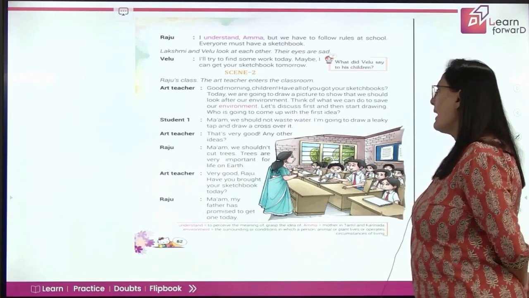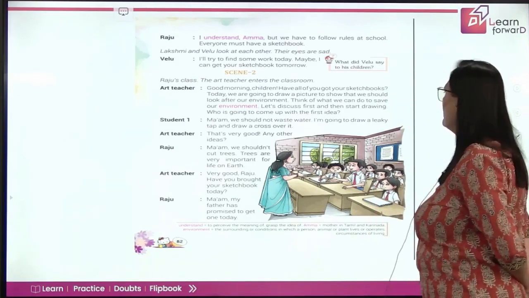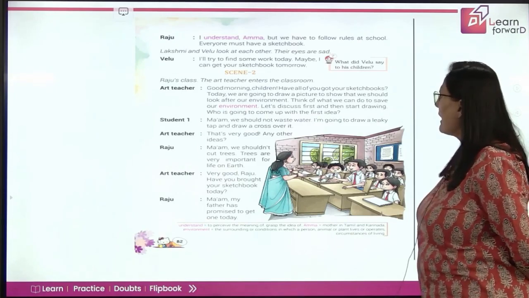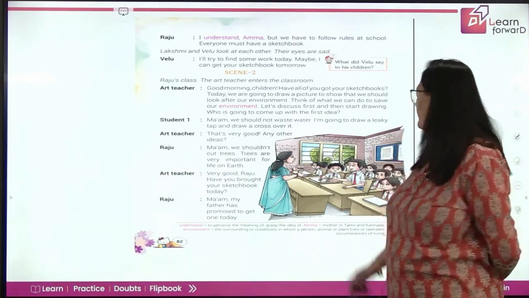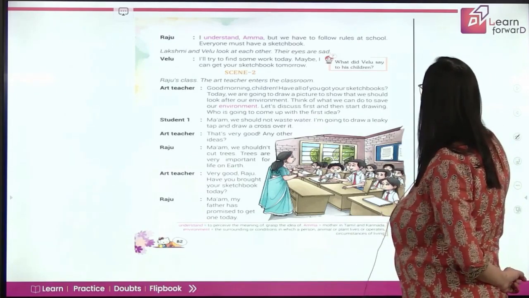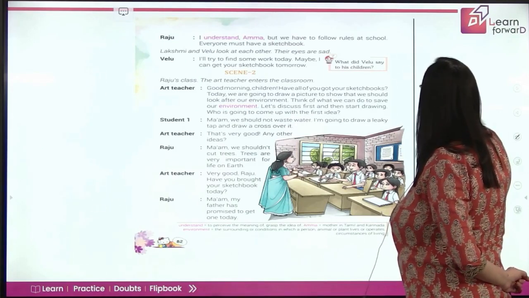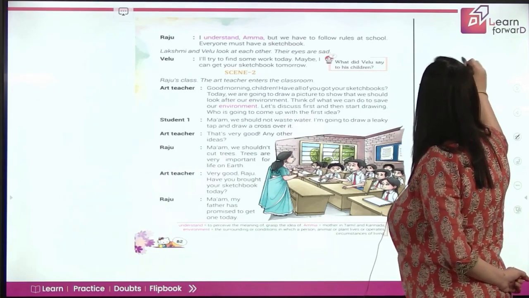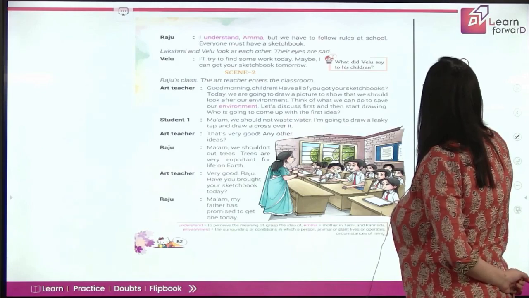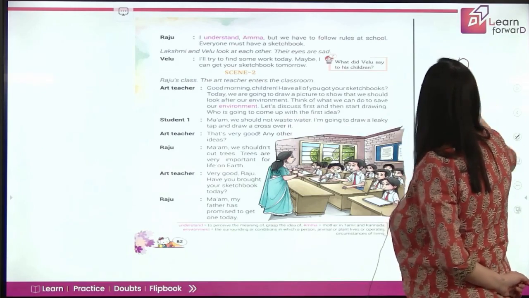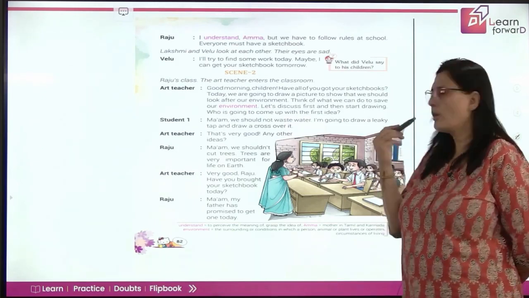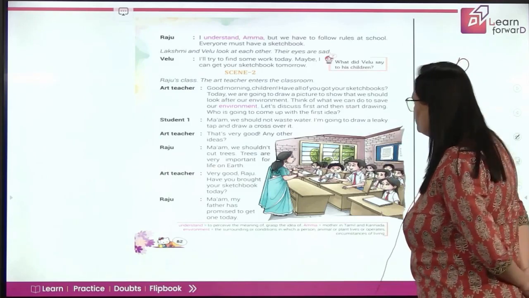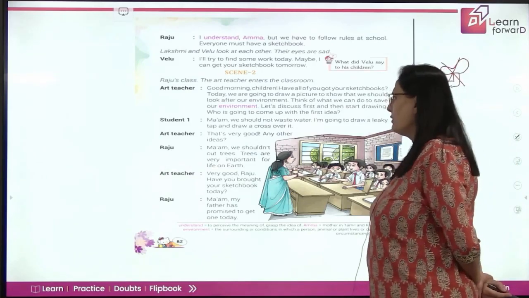Student 1: Ma'am, we should not waste water. I'm going to draw a leaky tap and draw a cross over it. So I'm going to draw a tap that is leaking and then I will put a cross on it because this is wrong. This is wastage of water. Art teacher: That's really good.